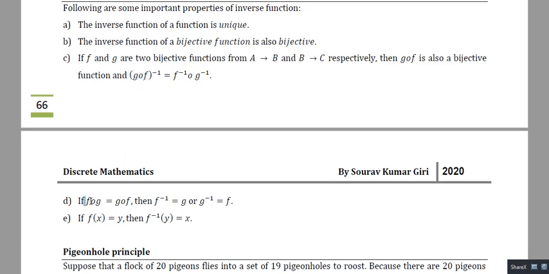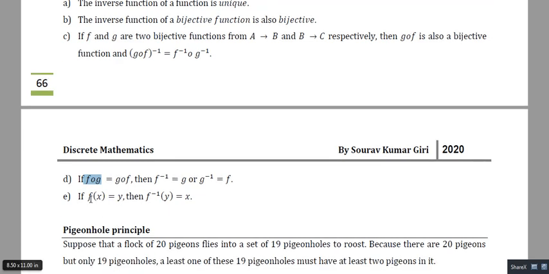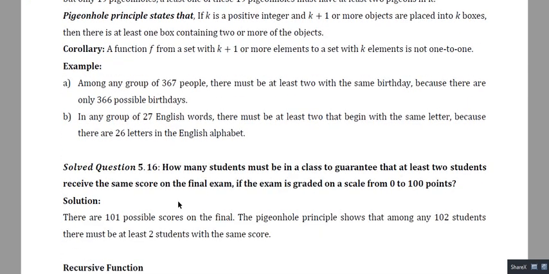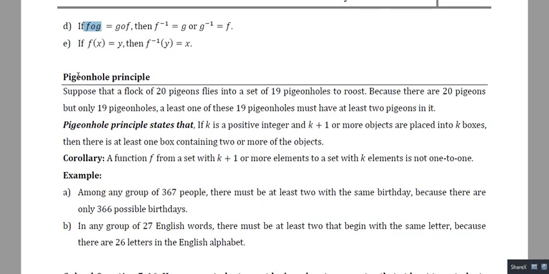Next property is if f of g equals g of f, then we can say f and g are inverse to each other. So f inverse equals g, or you can say g inverse equals f. Already told you f(x) equal to y means f inverse y will be x.